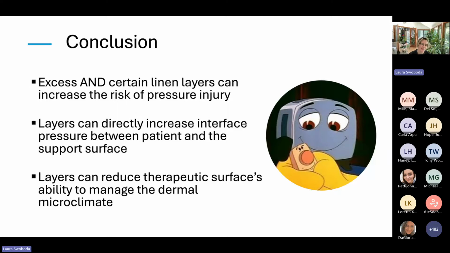So excess and certain linen layers can increase the risk of pressure injury, and we've connected that with lots and lots of research today. Layers can directly increase that interface pressure between the patient and the support surface. So that's one of the ways that it's contributing to pressure injury risk. It also, those layers will reduce the therapeutic surface's ability to manage the dermal microclimate. So when we're talking about heat and moisture as well. So we're directly increasing the interface pressure. We're also affecting the heat and moisture, and all of those things are contributing to pressure injury risk.